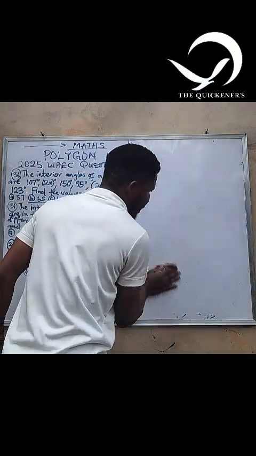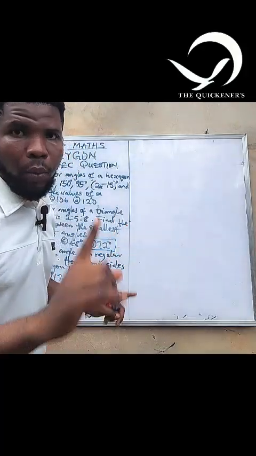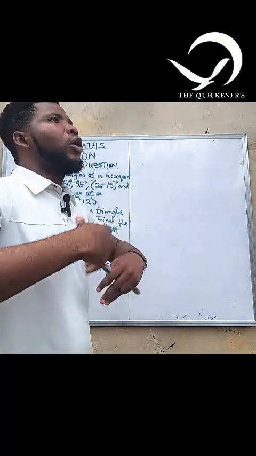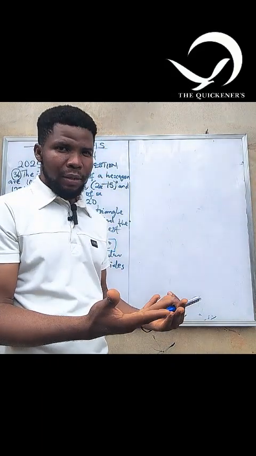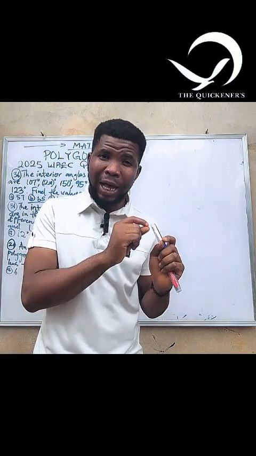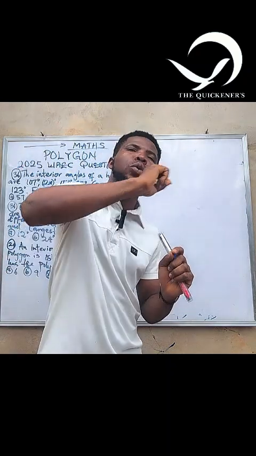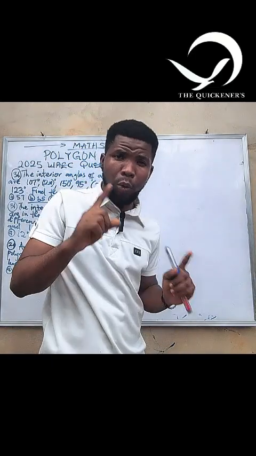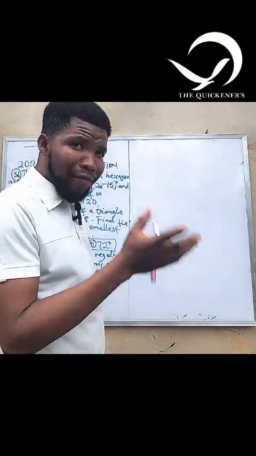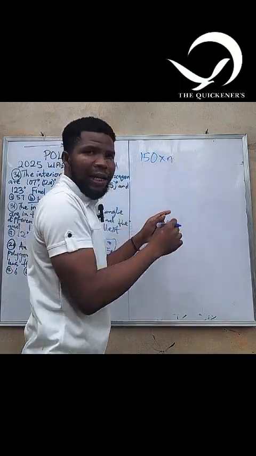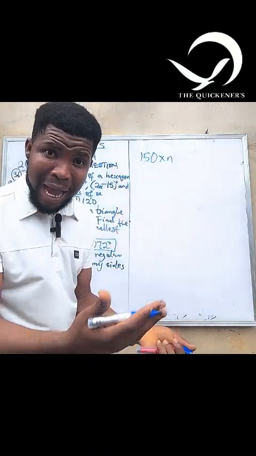Now, an interior angle, just one of the angles, is 150. Okay? So we don't know the number of sides that it has. But from the word regular, it means that it has equal sides. And when it has equal sides, it also has equal angles. So one of those angles is 150, so every one of them is 150. So the sum of the angles is 150 times n. That is 150 times how many they are. You understand what I'm saying?